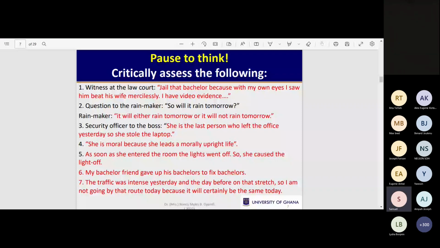So a bachelor is someone who is not married. So how can a bachelor have a wife? Excellent. That is the problem. That is the problem, Samuel. Thank you so much. So as a critical thinker, you are not looking at the picture. Otherwise, it will blur your vision of the issue.